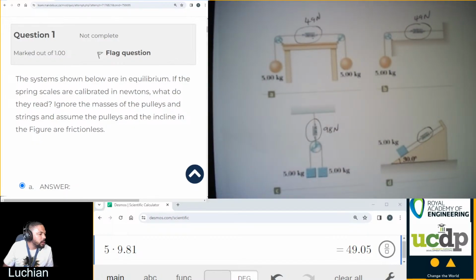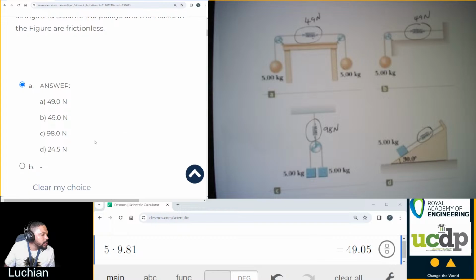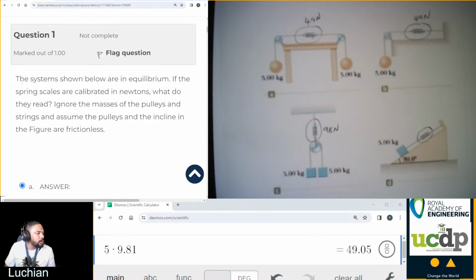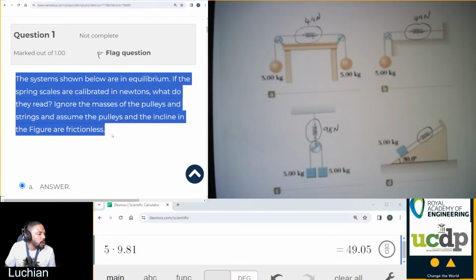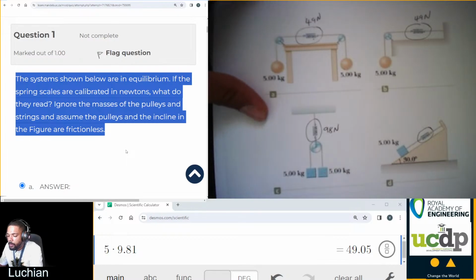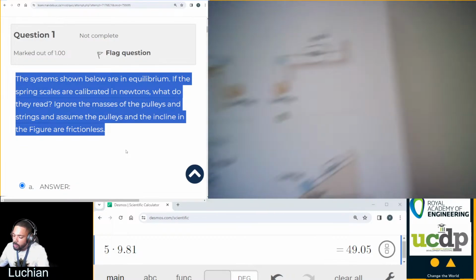Okay, let's go check here. According to the answers, the third one is 98, yes. And if we check there quickly, we should find that the fourth one should be 24.5 newtons. Let's see if we get 24.5 newtons on that readout. So let's go to situation number D.